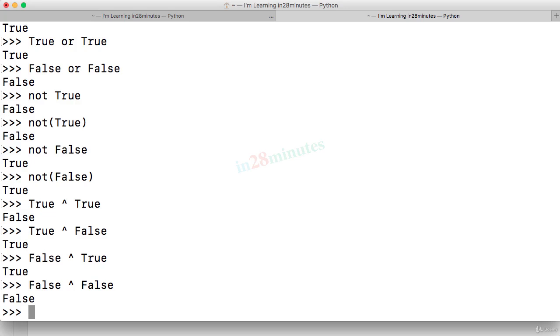In the next video, let's look at a few exercises and puzzles related to these logical operators. Until then, bye-bye.